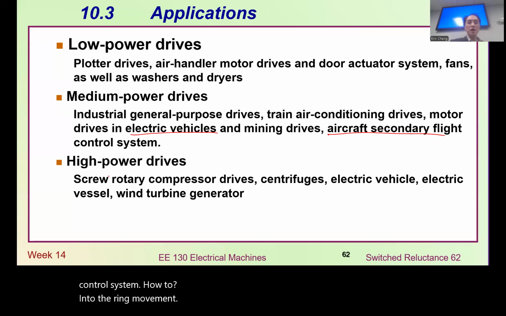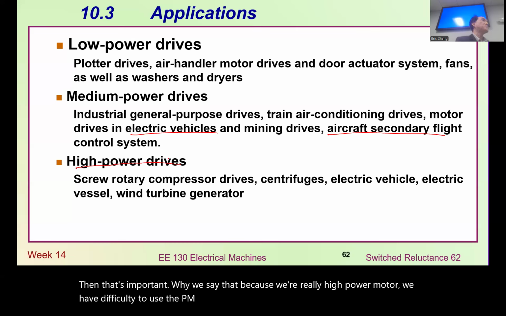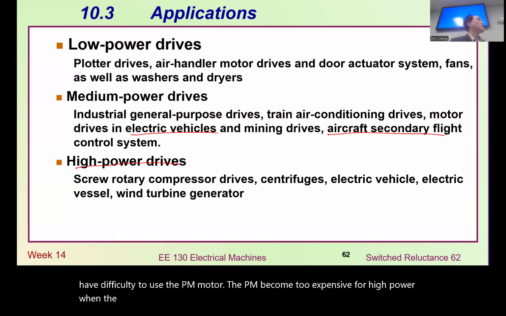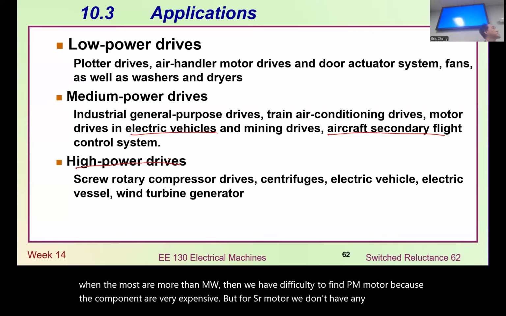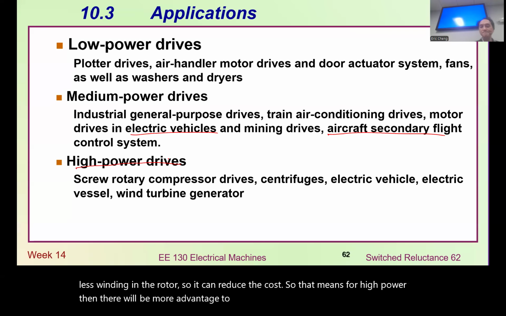And then for high power drives, that's important. Why do we say that? Because for really high power motors, we have difficulty using PM motors. The PM becomes too expensive for high power. When the motor is more than a megawatt, we have difficulty finding a PM motor because the components are really expensive. But for SR motor, we don't have any PM. We have less winding in the rotor, so it can reduce the cost. So that means for high power, there will be more advantage to using SR motor.